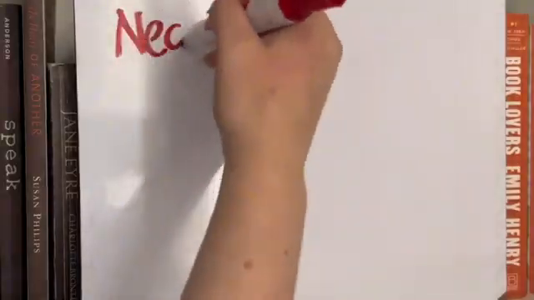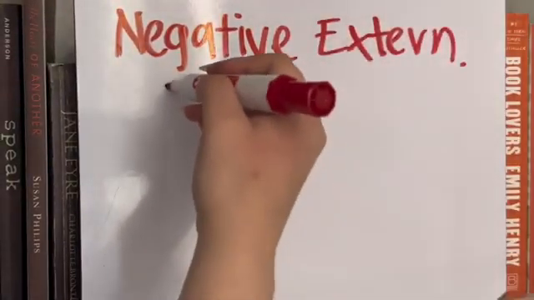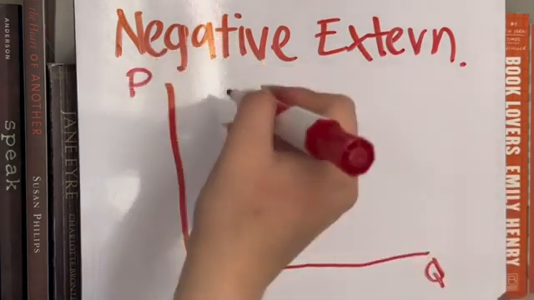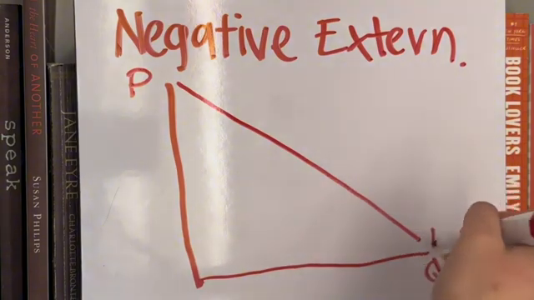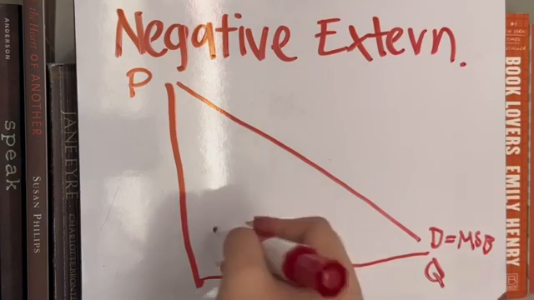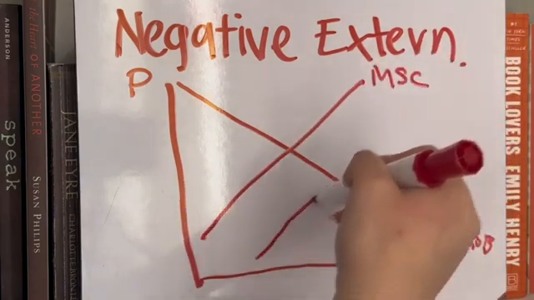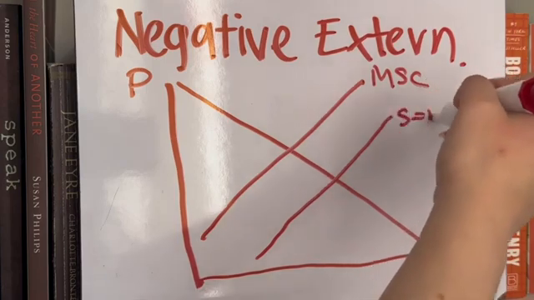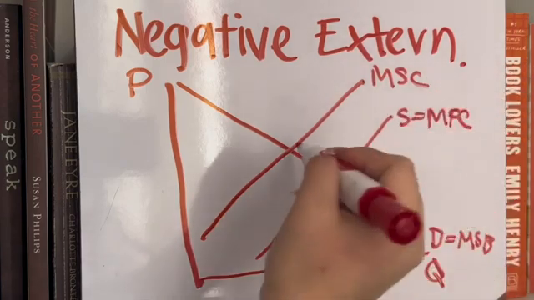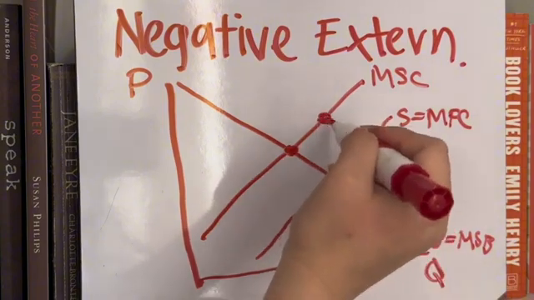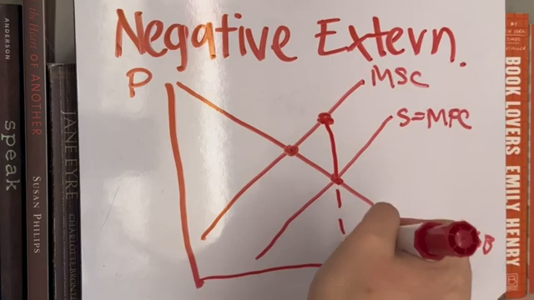Now let's look at the negative externality graph. Negative externalities. As always, we start with our price and quantity axis. Then we create our demand line, which is also the marginal social benefit, which is the satisfaction experienced by consumers of a specific good. Then we add the marginal social cost, which is the cost that society pays as a result of the production of additional units. At the same time, we add our supply line, which is the marginal private cost, which is the additional cost to the firm of producing one more unit.